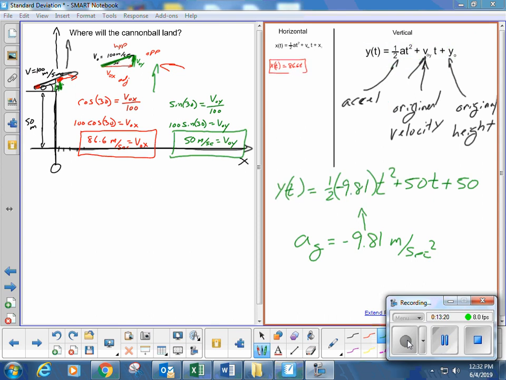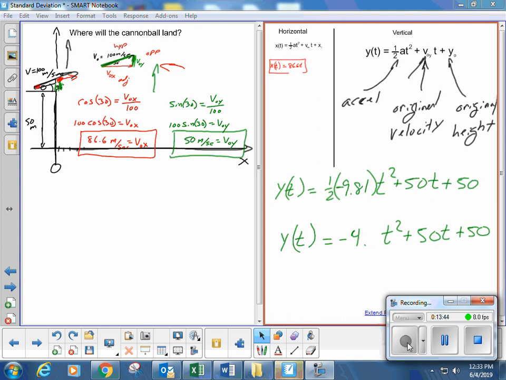I'm going to simplify this a little bit. I can do 1/2 times 9.81, and I will put that down as 4.9. So let's simplify this so that we have y as a function of time is going to be negative 4.9 t squared plus 50 t plus 50. 4.9 is what it should be, not 4.8. All right, there we are. Okay, so let's clean that up just a little bit.